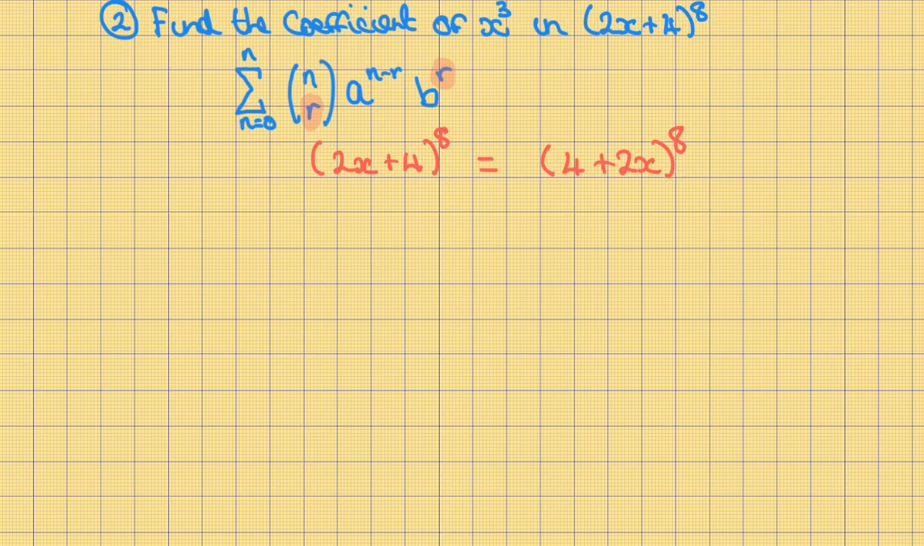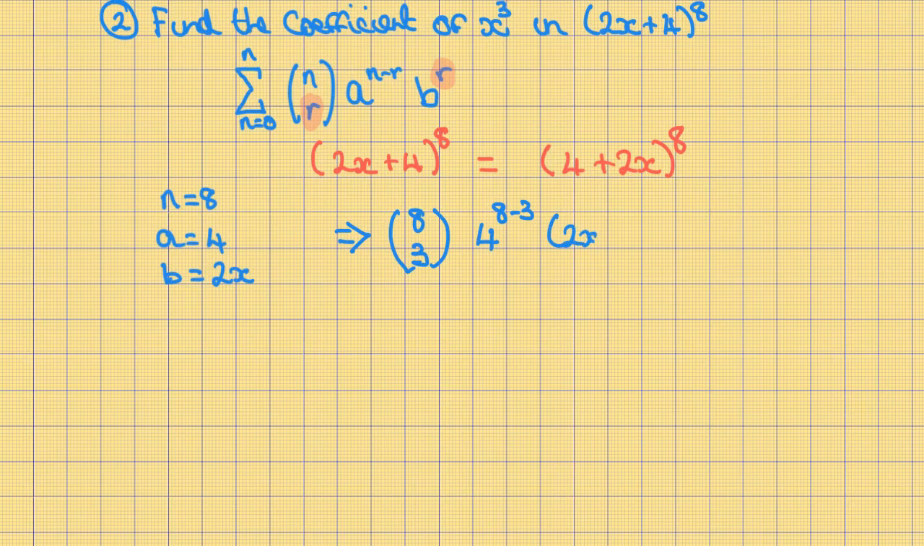In my expansion, n is equal to 8, a is equal to 4, b is equal to 2x. Therefore, I want the term 8 choose 3, 4 to the power of 8 minus 3, 2x to the power of 3.